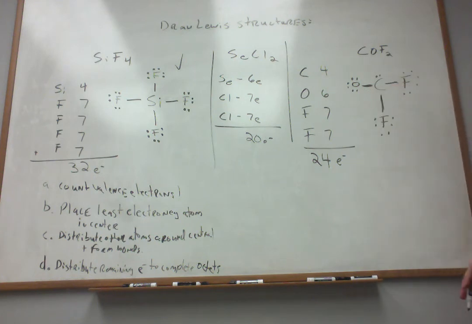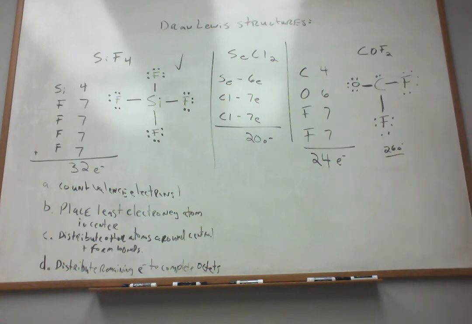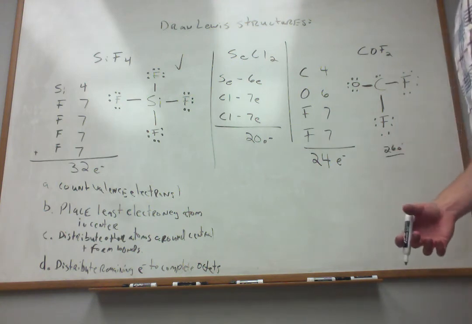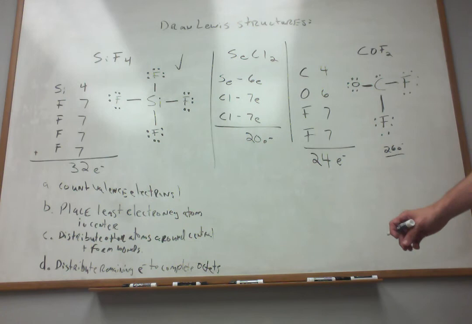24, 26. Uh-oh. What I just did is count the electrons that I've used here, and I found 26 electrons were used. I only had 24. So this is not going to work. The structure is not correct because it requires 2 more electrons than what I have to use. I need to revise. The way that I revise my structure is by sharing more electrons. If I've used too many and I don't have enough, I just need to share more, and if I share more, I can make it work.